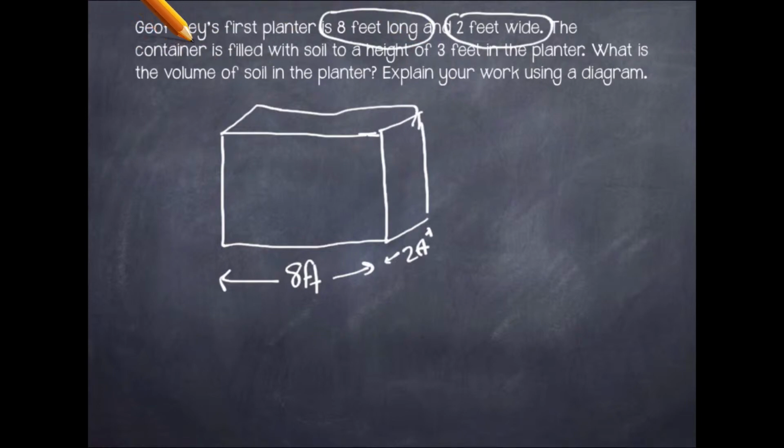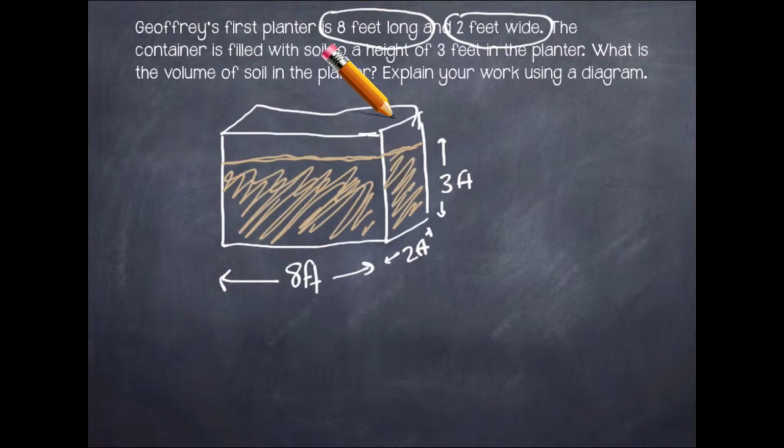And let's keep going here. The container is filled with soil to a height of 3 feet. Okay, so he fills it up about 3 feet here. So say 3 feet from the bottom all the way up to, let's say, right about there. And I'm actually going to go in, since I have access to some different colors here, and draw my soil line right about here, right? So that's where he's filled it up with soil, to that 3 feet, okay?